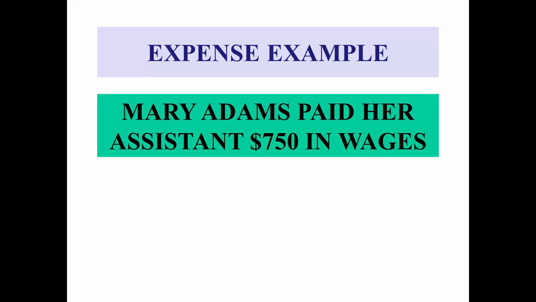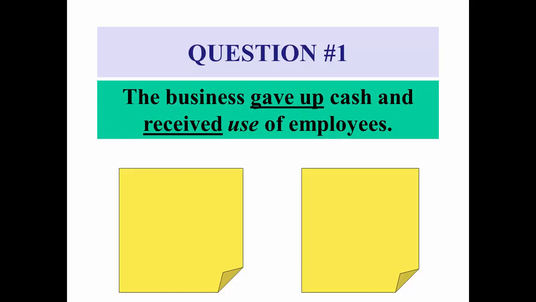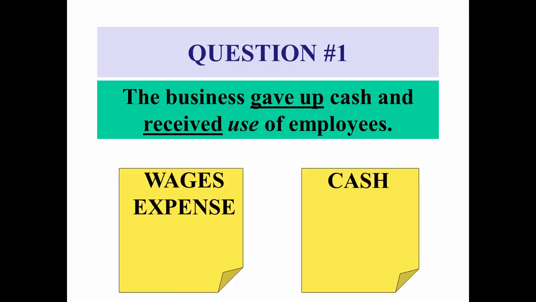What if Mary pays wages? What did the business give up? It gave up cash. What did it receive? It received the use of employees. We don't own the employees. We just got to use the employees. So as soon as we say that we use something, we know that means an expense. We look in the chart of accounts under expenses and we see something called wages expense. And we gave up cash, and of course we'll use cash for that.